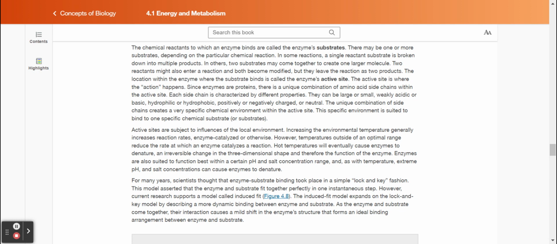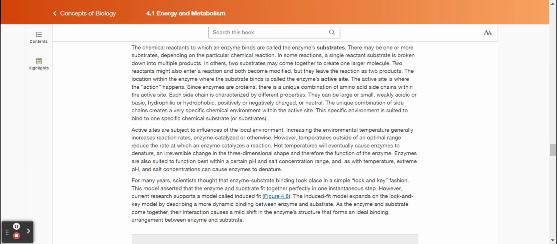Since enzymes are proteins, there is a unique combination of amino acid side chains within the active site. Each side chain is characterized by different properties. They can be large or small, weakly acidic or basic, hydrophilic or hydrophobic, positively or negatively charged, or neutral. The unique combination of side chains creates a very specific chemical environment within the active site. This specific environment is suited to bind to one specific chemical substrate, or substrates.